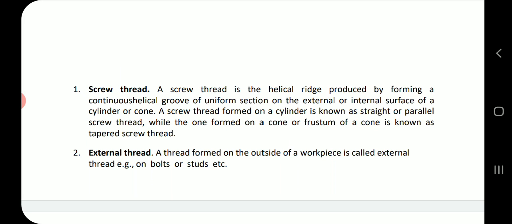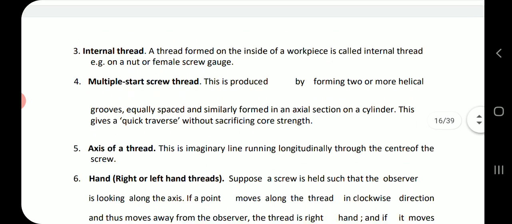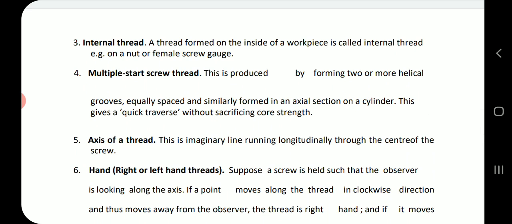External thread. A thread formed on the outside of a workpiece is called external thread. Example, on bolts or studs, etc. Internal thread. A thread formed on the inside of a workpiece is called internal thread. Example, on a nut or screw gauge.